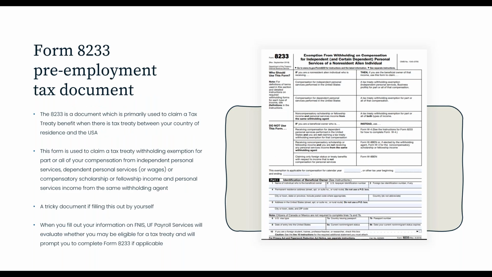Next, we have Form 8233, which may be applicable to some of you. It's essentially a document which is used to claim a tax treaty benefit when there is a treaty between your country of residence and the US for specific types of income. This form is generally used to claim a tax treaty withholding exemption for part of or all of your compensation for independent personal services, dependent personal services like wages, or compensatory scholarships or fellowship income and personal services income from the same withholding agent.